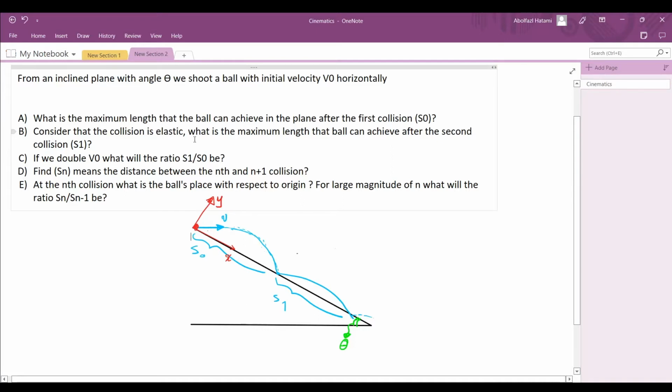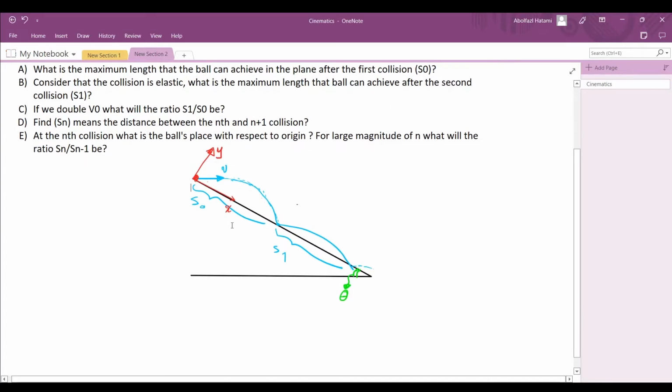Part B of the question is: consider that the collision is elastic. I suppose that you know about elastic collision, about the conservation of energy and momentum. Because of this, I won't talk about that, or maybe I will in another video. What is the maximum length that the ball can achieve after the second collision? Means S1. This is S1 I drew in the picture.